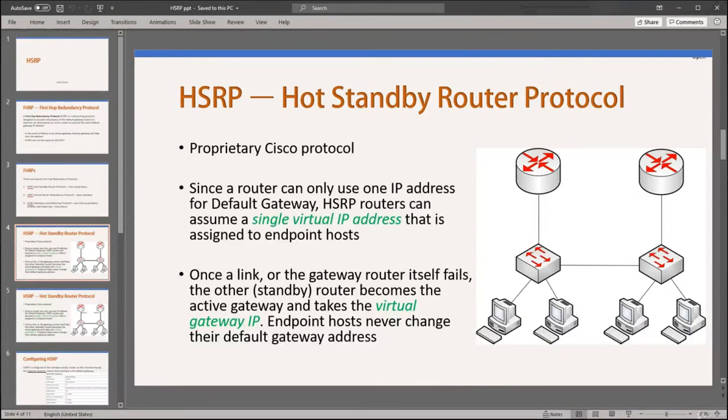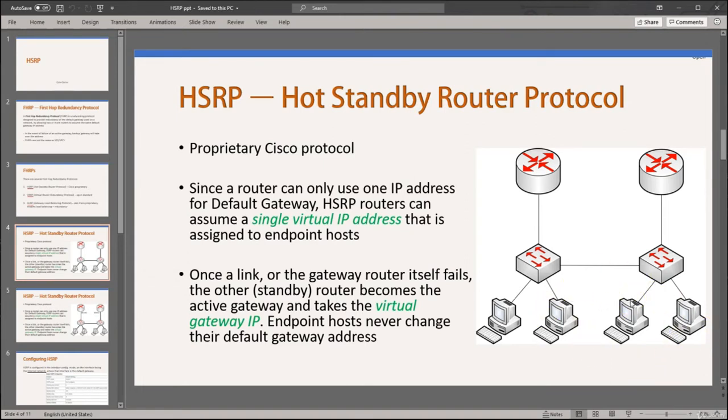Now a few details on HSRP. I already mentioned that it's Cisco proprietary, but let me explain how it works. We're looking at these two routers up here. Imagine that they're connected to the internet up north. Only one of these routers can be the gateway to these computers down here.